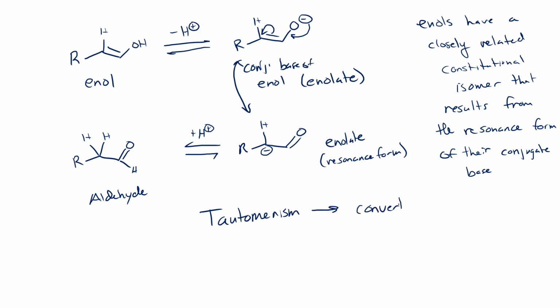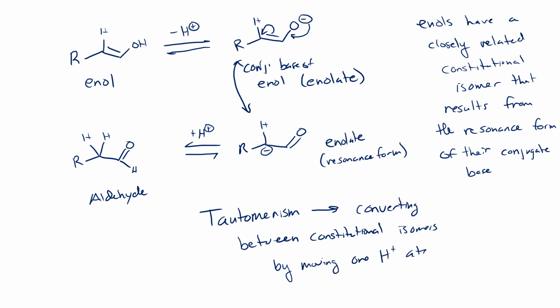Tautomerism is converting between constitutional isomers by moving one H plus. Right, so we're taking the H plus off of this oxygen and putting it onto this carbon. By transferring between these two, the enol and the aldehyde are tautomers of each other. And tautomers are just a special term for a special brand of constitutional isomer. They will always go through this process of lose H plus, draw a resonance form, add H plus. We don't necessarily have to draw out this process every time.